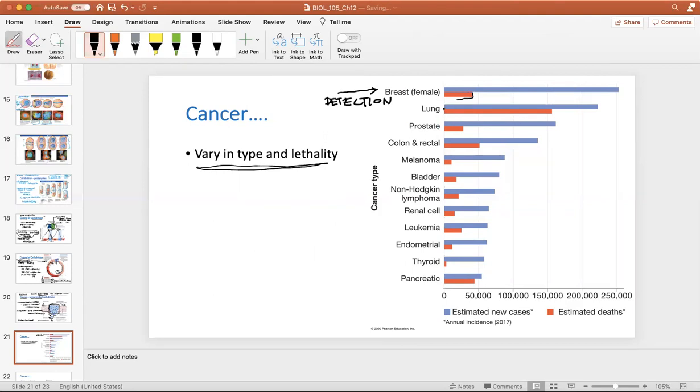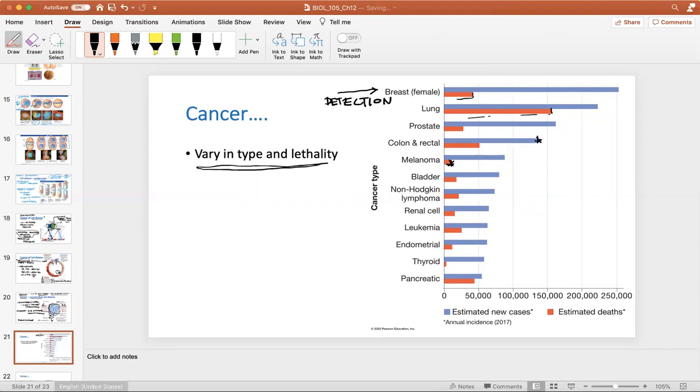Lung is more deadly. So we have this many new lung cancers, and we have this many deaths that result from lung cancer. Again, people don't typically detect it until there's something wrong with them. And by then, usually they are pretty far along in their disease. So you can work your way through this list to compare how many cases are caught each year versus how many deaths occur each year.